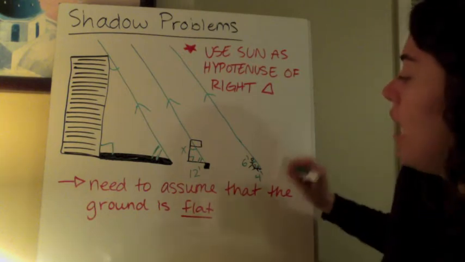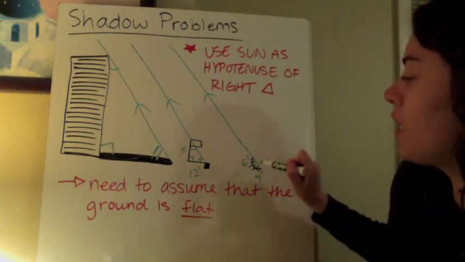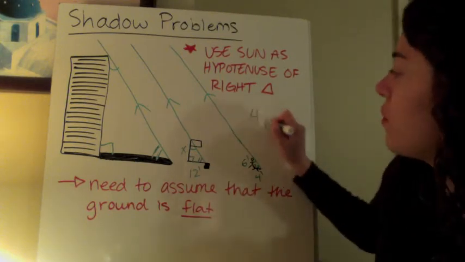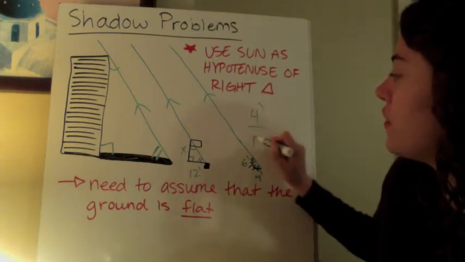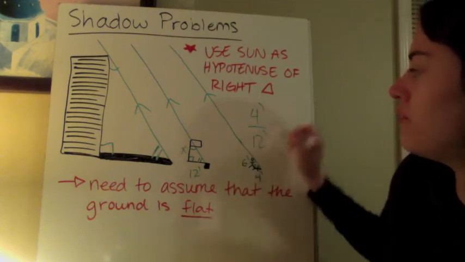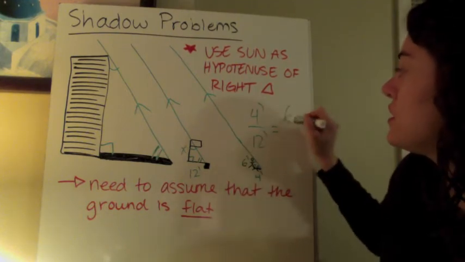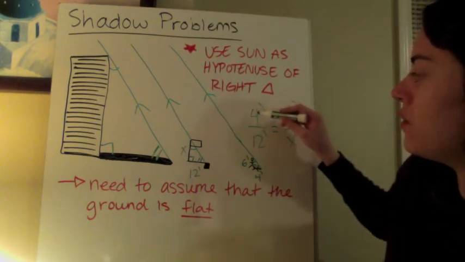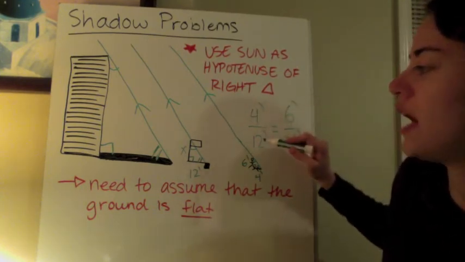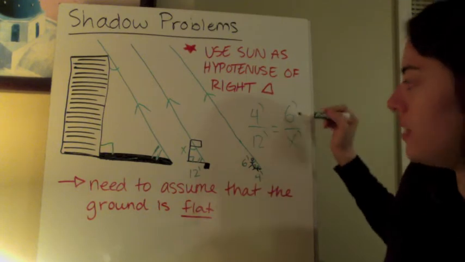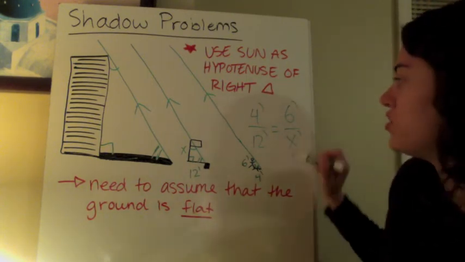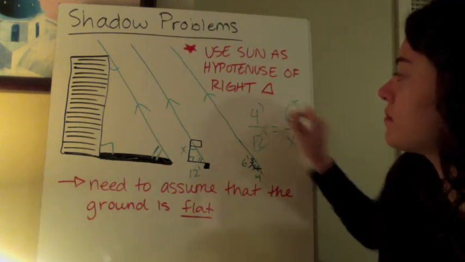I'm going to go from the person to the flagpole, but it doesn't really matter. I'm going to say 4 feet over 12 feet, that's the shadow of both of them, is equal to 6 feet over x. So I have the shadow of my human over the shadow of the flagpole versus the height of the human, and now I need to find the height of the flagpole. So now I can solve this just by cross multiplying.